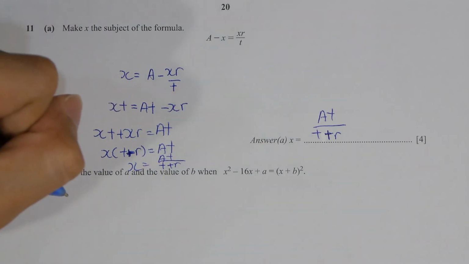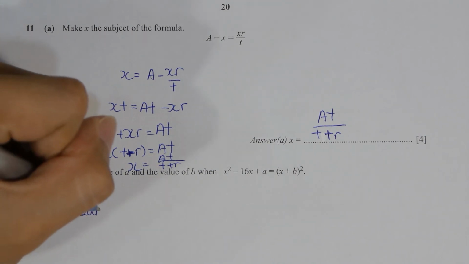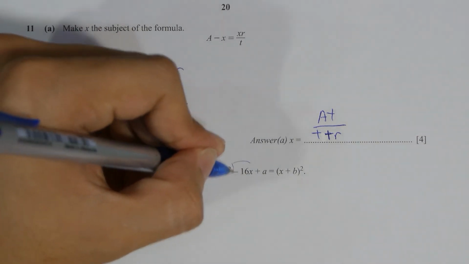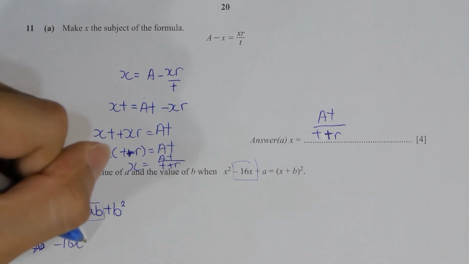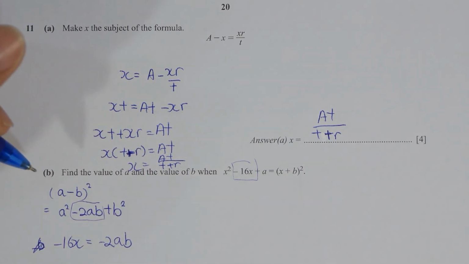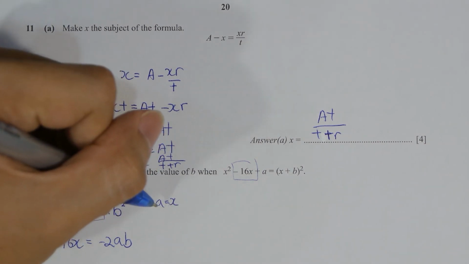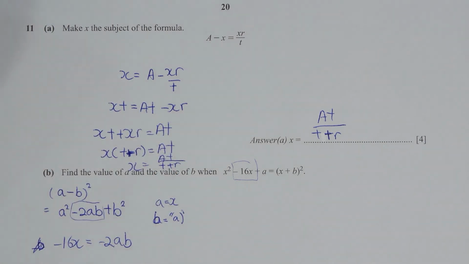Okay, as for part B, this one is a tricky one. So we'll be using the a minus b bracket square formula. So a square minus 2ab plus b square. So the b here will actually be a, and the negative 16x will actually be the 2ab that we have there. So after the calculation, we get b's results as 8.